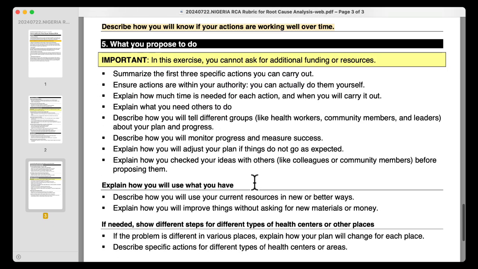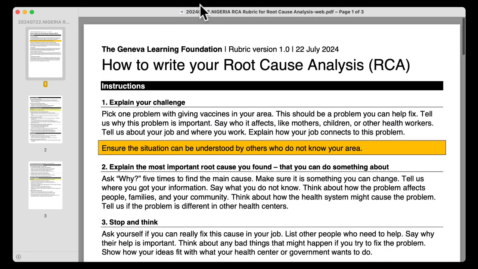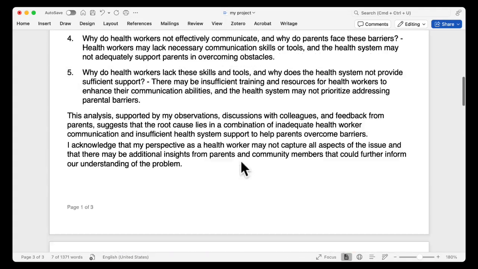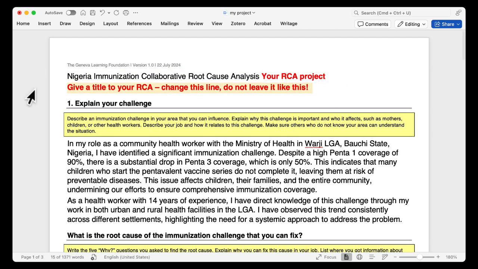But really your guide is what we call the rubric. So the instruction manual, how to write your root cause analysis. So again, this is far from a perfect project. It's got lots of things to improve, but it's got many positive aspects. Think about, now that you've listened to this, what are the positive aspects if this was your project, and what would you improve? And last but not least, don't forget to give a title to your RCA. Change this line, do not leave it like this. So we'll know from looking at the projects how many people have listened to the end of this video, because those are the ones that will have a different title.